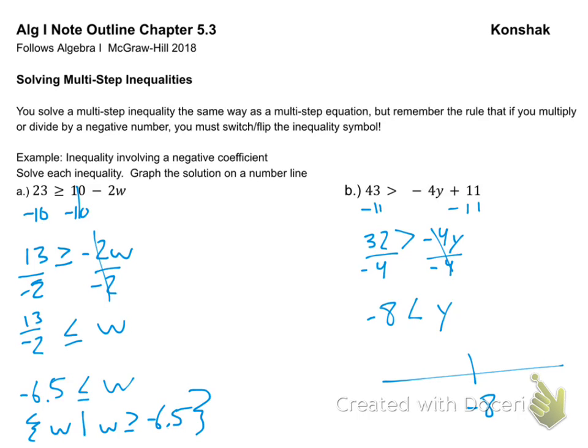And so remember, we have our number line. You put negative 8. This one's an open dot. And so 0 is over here. Is 0 bigger than negative 8? Yes, it is. So I'm going to shade that way. Remember, if that wasn't true, I would just shade the other side.